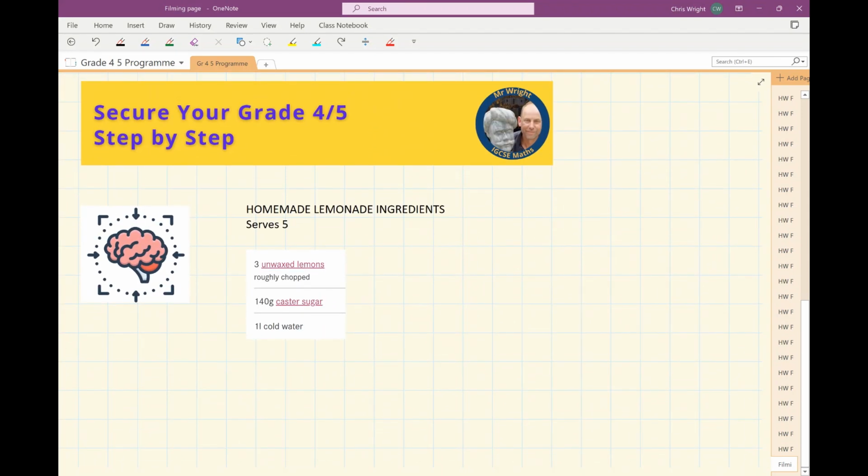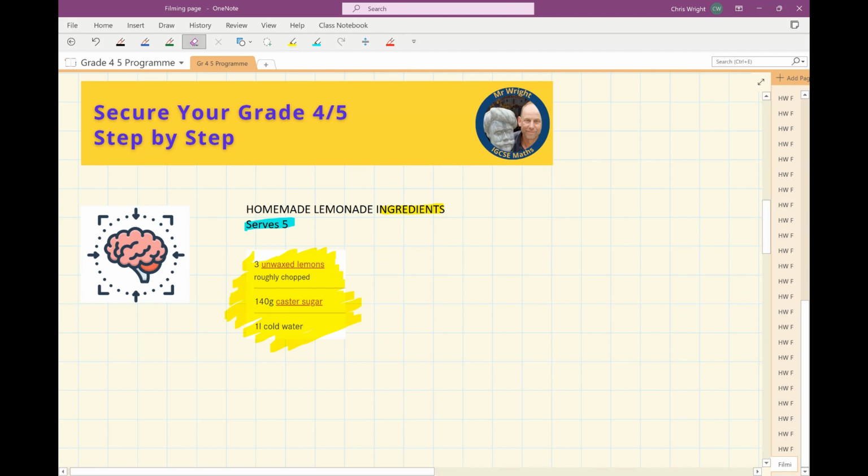Here we have a recipe for homemade lemonade, and you can see that these are the ingredients we need if we're going to make lemonade for 5 people. And if we're going to make lemonade, we need some lemons, some caster sugar, and some water. But clearly, you need to get those ingredients in the right proportion, because otherwise you're going to end up with lemonade that's too sweet, or lemonade that is not lemony enough, or lemonade which is too watery.